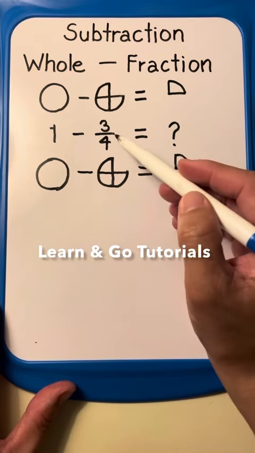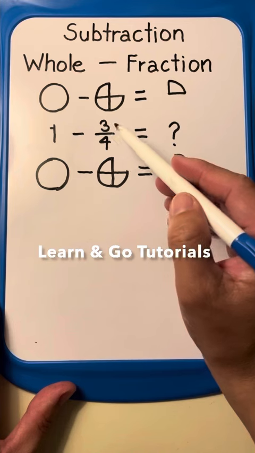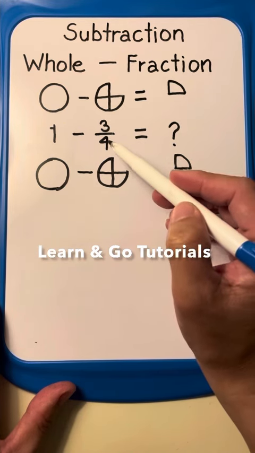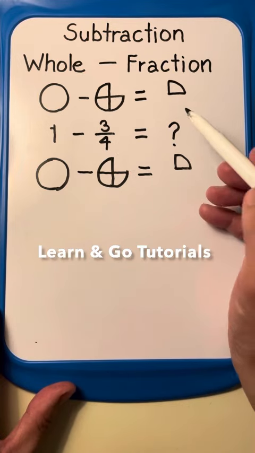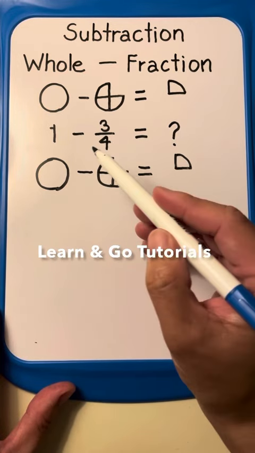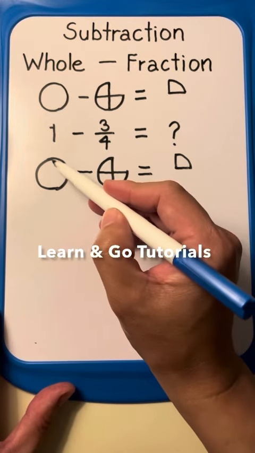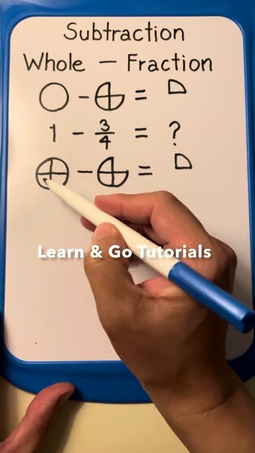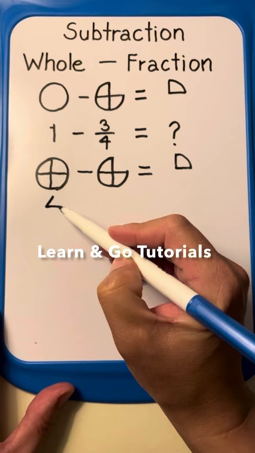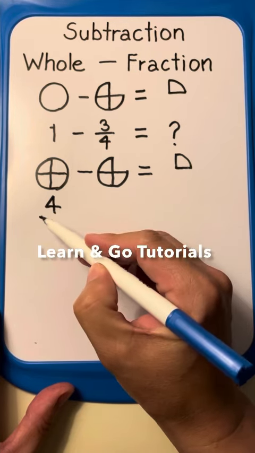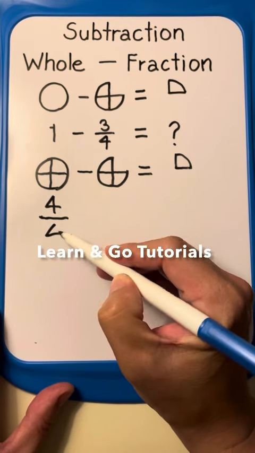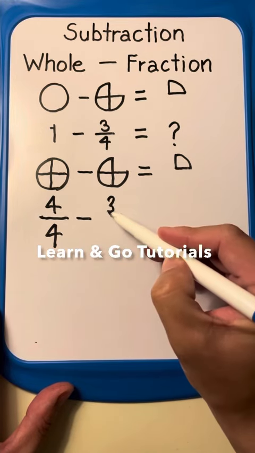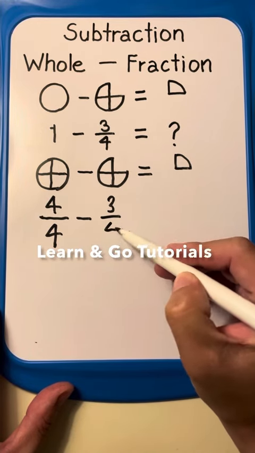Because 3/4 can be read also as 3 out of 4. That means the denominator represents the total number of the whole piece. So the whole piece will be a complete piece, which is 4 out of 4. So 1 whole piece is equal to 4 out of 4 minus 3 parts out of 4.